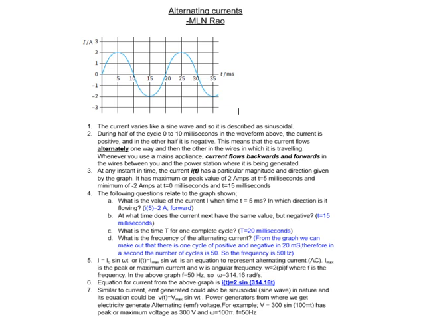What is the frequency of the alternating current? From the graph, we can make out that there is one cycle of positive and negative in 20 milliseconds. Therefore, in 1 second, the number of cycles is 50. So the frequency can be said to be 50 hertz. Hertz is a unit for frequency.